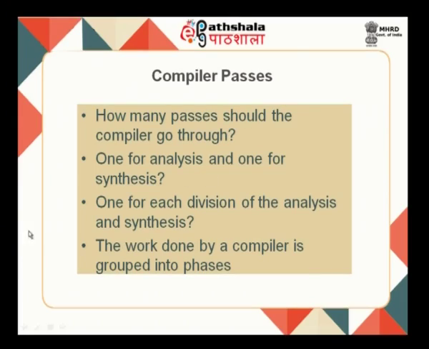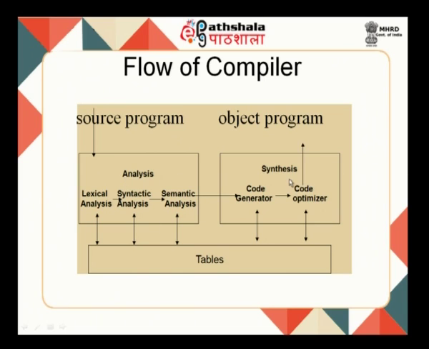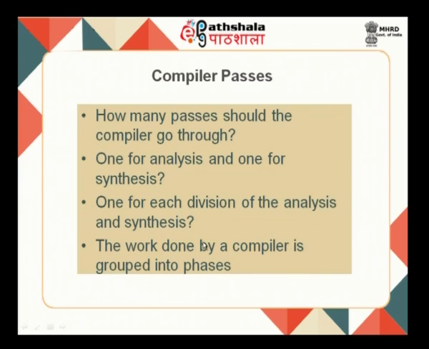So, if you look at the front end grouping, back end grouping, the analysis-based grouping and the synthesis-based grouping, how many passes should a compiler go through? I have 3 parts in the analysis phase, 2 parts in the synthesis side, and one more intermediate representation part. So, should I go for 6 passes, one for each? That is going to be a lot of time. Therefore, what we normally do is combine some phases into groups and call them passes. So, the work done by a compiler is typically grouped into phases.